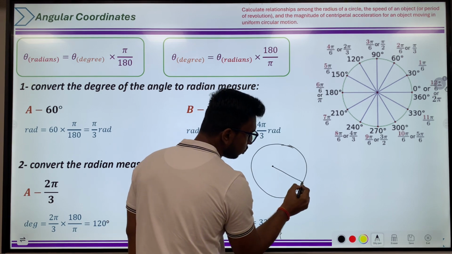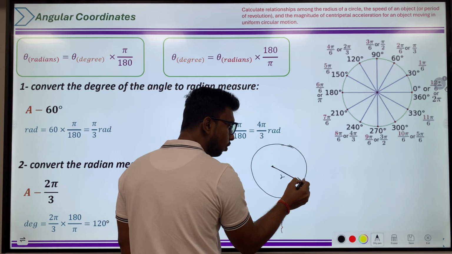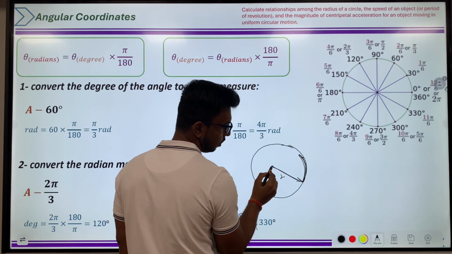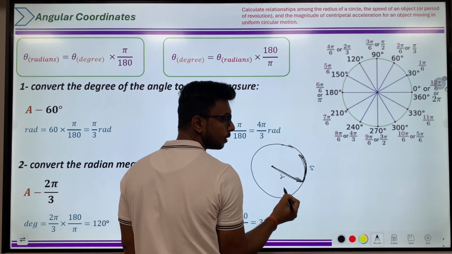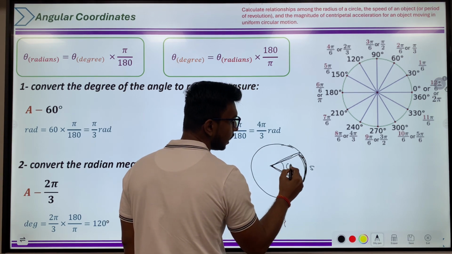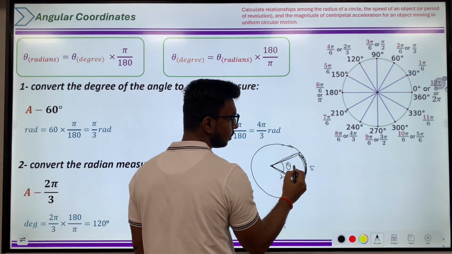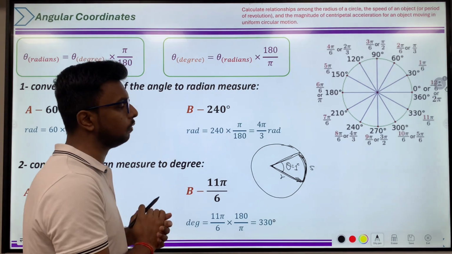That if this is the radius of a circle, then if I travel along the circle the same length as that of the radius, let's say this length is s, then whatever the angle would be there at the center, that angle is called 1 radian. This angle is called 1 radian. It's generally represented with c, you don't have to represent it.